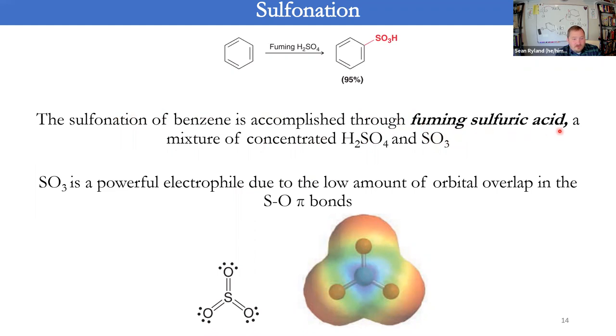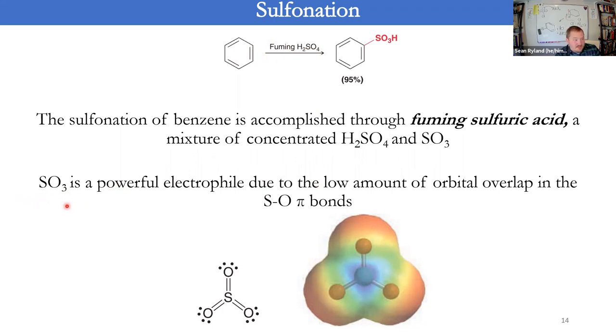If you have fuming sulfuric acid, which is a very, very specific mixture, very, very nasty mixture. You take concentrated sulfuric acid and then you bubble toxic sulfur trioxide into it. It's basically a way to ramp up the amount of sulfur in concentrated sulfuric acid. And so you frequently just see it written as a reagent. It just says fuming H2SO4.